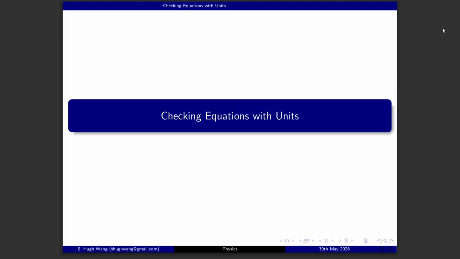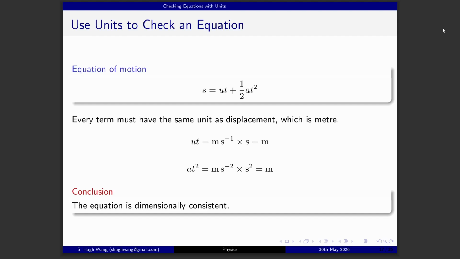Now we will use units as a tool to check equations. Consider the equation of motion, s = ut + 1/2 at squared. Here, s is displacement, so its unit is meter. For the equation to make sense, every term on the right-hand side must also have the unit meter.